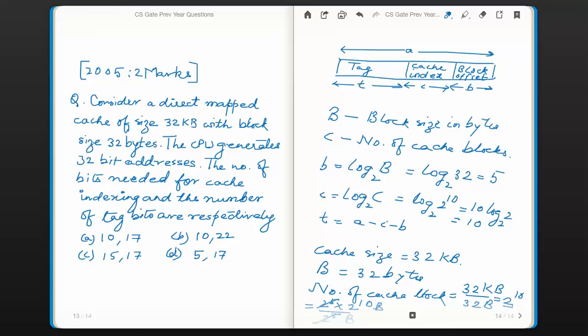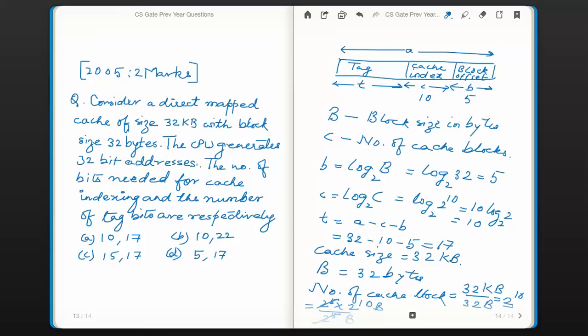Now this has come out to be 5 and this has come out to be 10. So the remaining bits would be the tag bits. Here the address size is 32 bits. So small a is equal to 32, small c we have calculated to be 10, and small b we have calculated to be 5. So 32 minus 15 is 17.